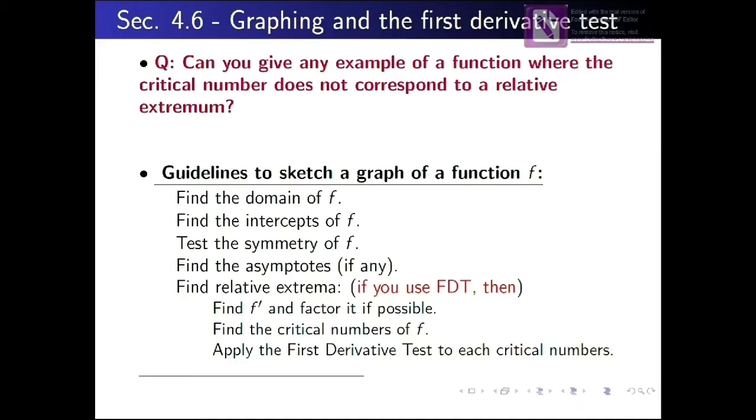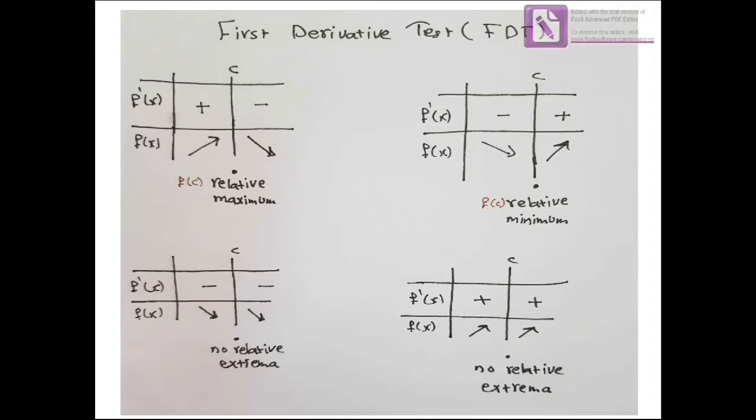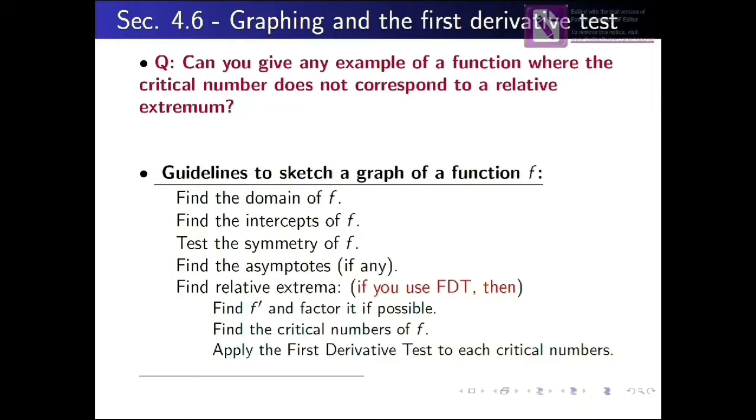Here we have a question. Can you give any example of a function where the critical number does not correspond to a relative extrema? So here it says that sometimes we have critical numbers. We said that the critical numbers are where the derivative is equal to 0 or does not exist. So that will give us that there is no relative extrema.